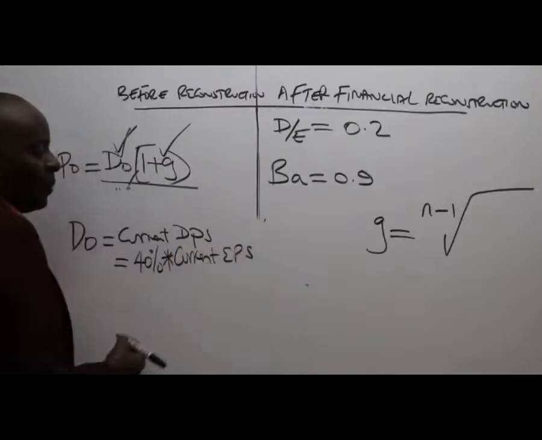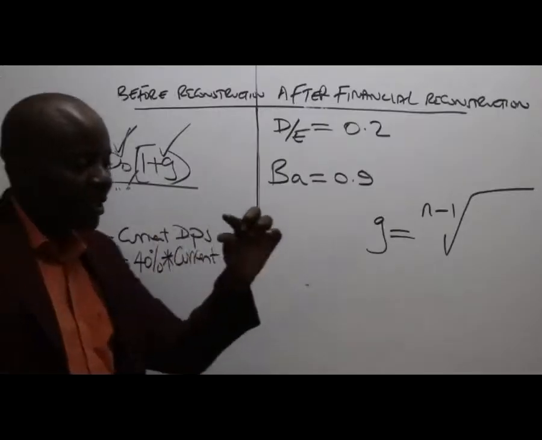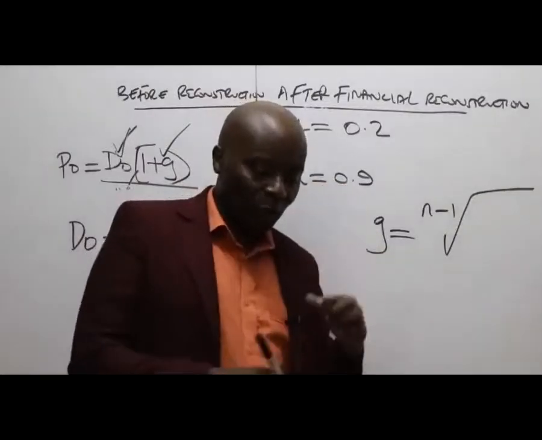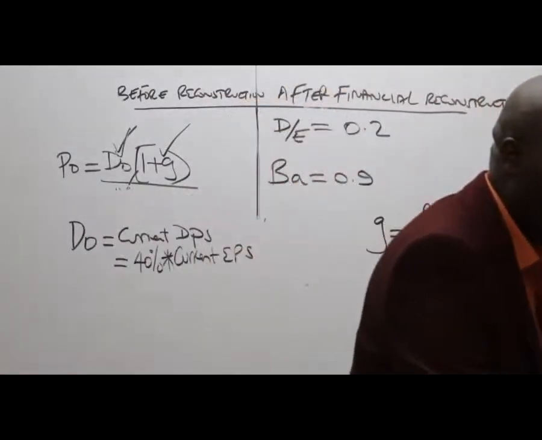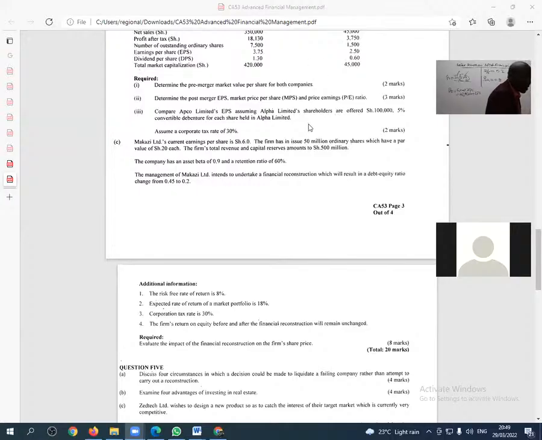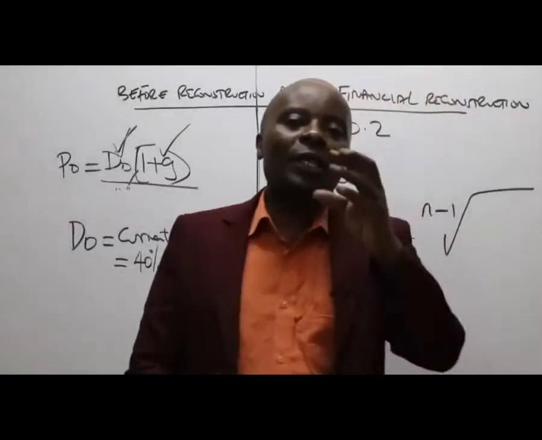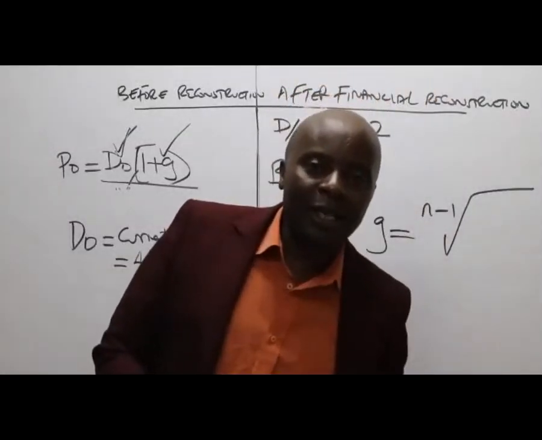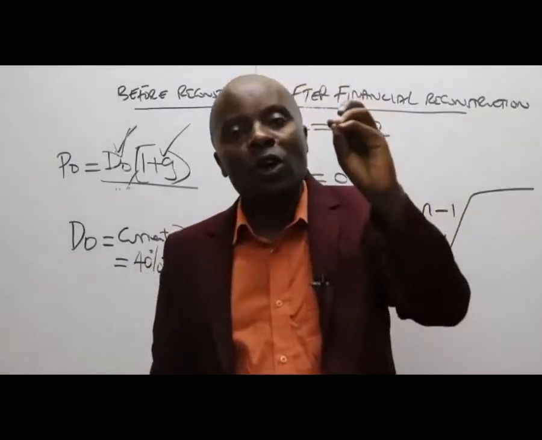The current EPS. Each share is earning 6 shillings. We were told in this question that each share has a current EPS of 6. Out of this current EPS of 6, some of this amount will be retained back in the company for funding future growth.